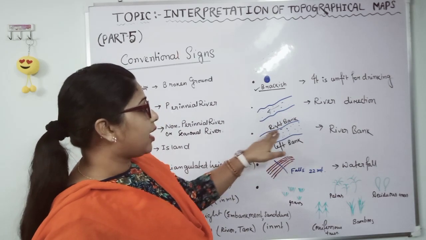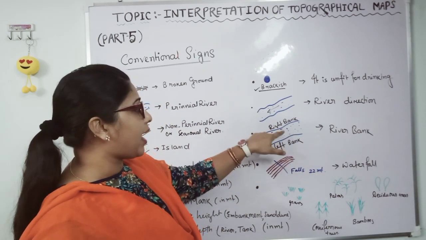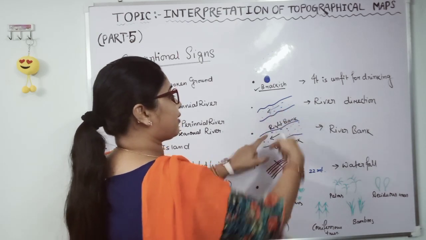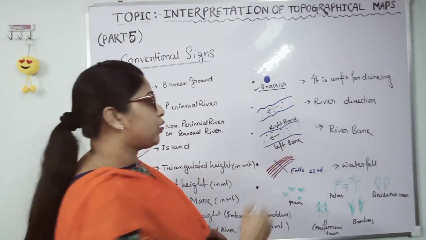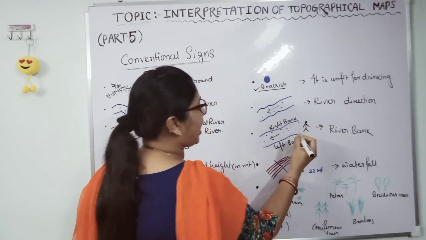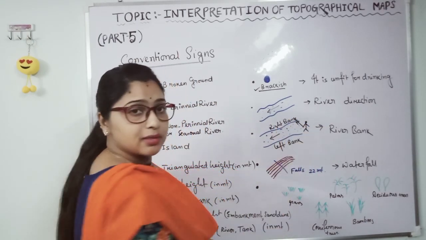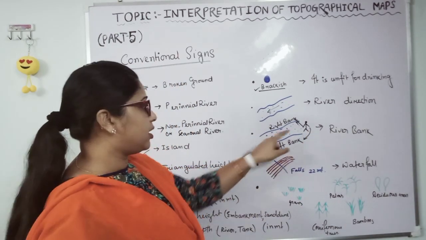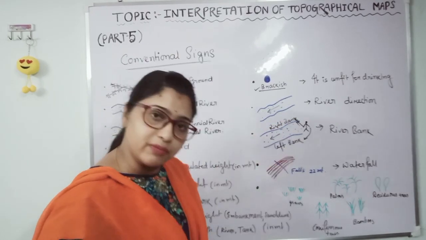Next is the river bank. See here, if the arrow is showing this side, then this right-hand side means the right bank, and this is the left-hand side. Or just imagine yourself standing here, and which side will be your right hand? This one is the right hand, and this one will be the left hand. Is it clear? So this is the right bank and this is the left bank of the river.